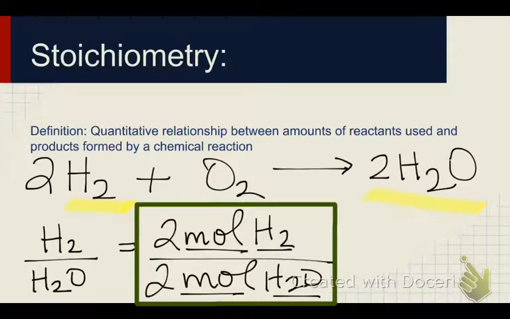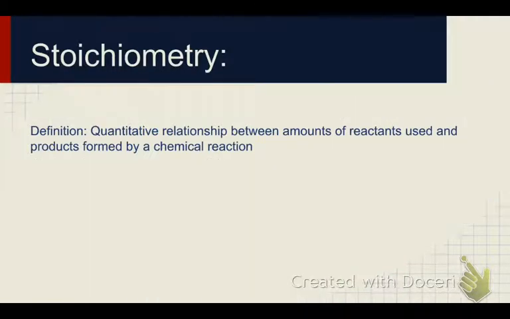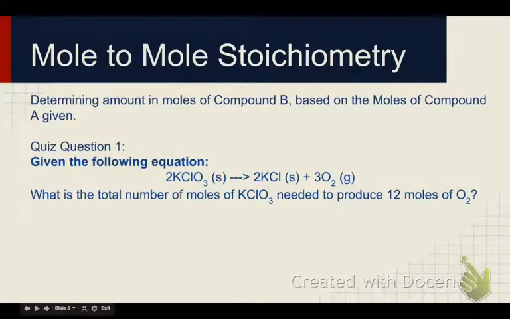So, stoichiometry, just to reiterate, is saying that I have an amount of compound A, and using a relationship, I'm figuring out how much compound B I would produce, okay? So, let's do a problem. Let's start with basic mole-to-mole stoichiometry. Given however much of compound A I have, I want to know how much compound B I would create.